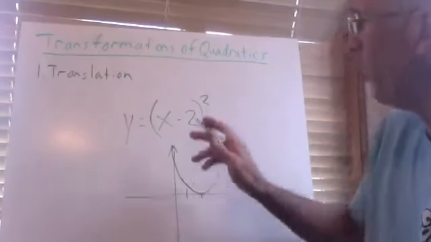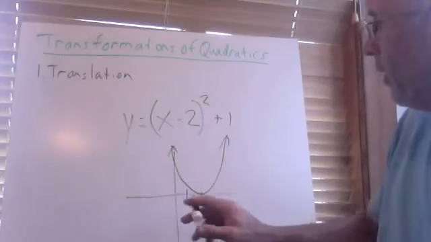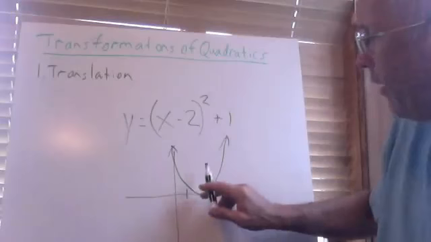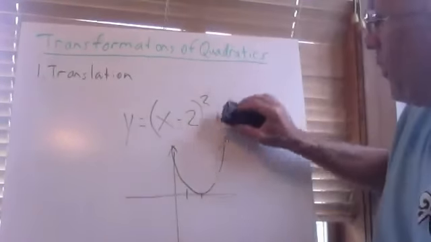You can do 2 things at once. What if I did this and I added 1? Well, that would move it 2 places to the right and up 1. Do you see? Okay, so those are translations.